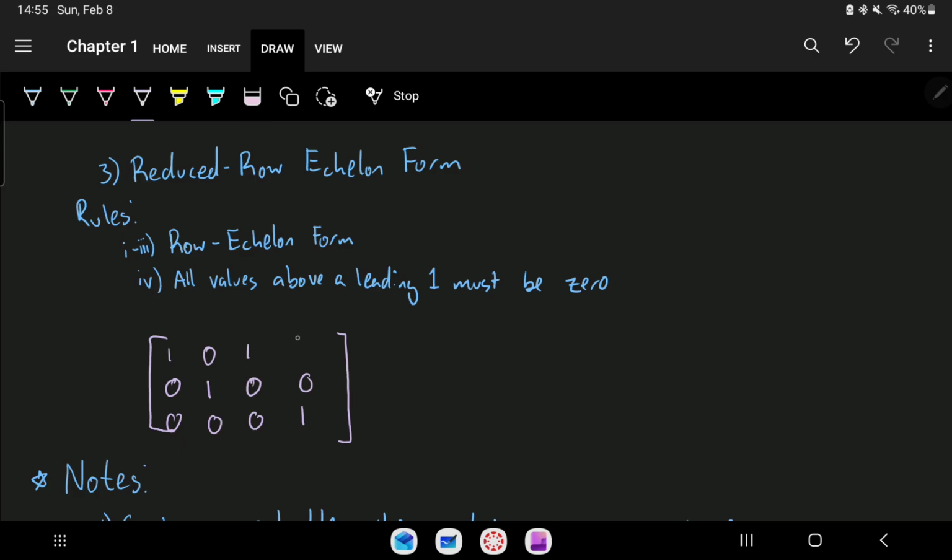So usually, reduced row echelon form is going to look somewhat like this.